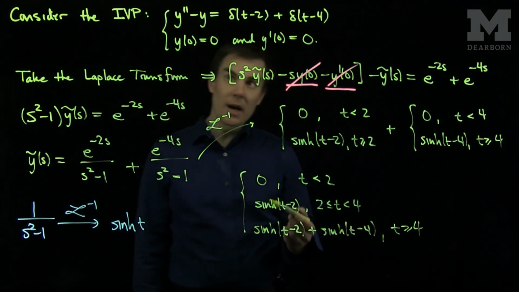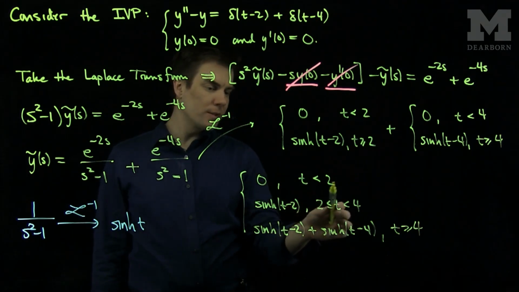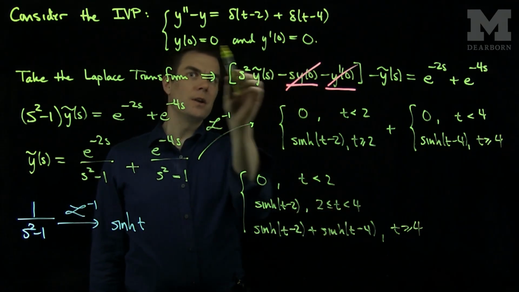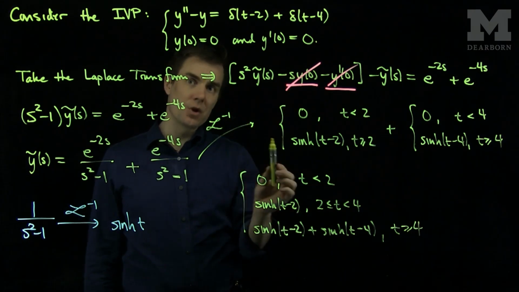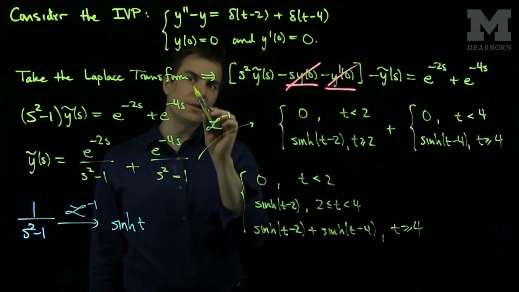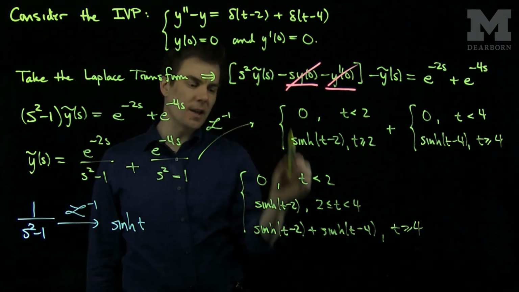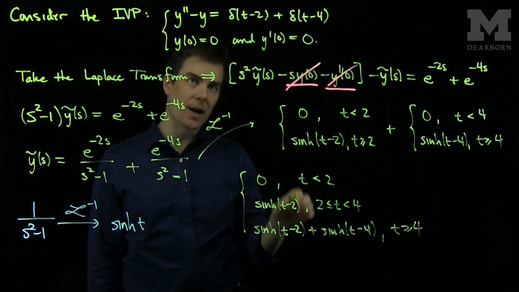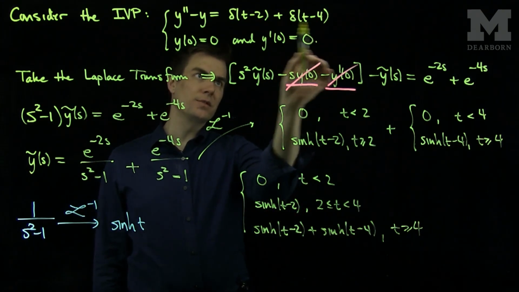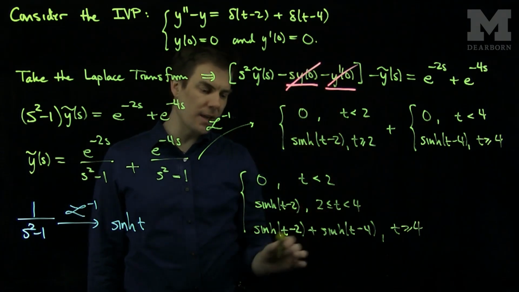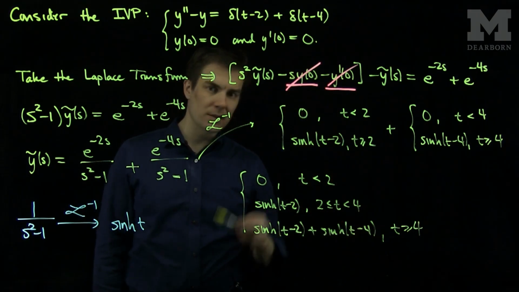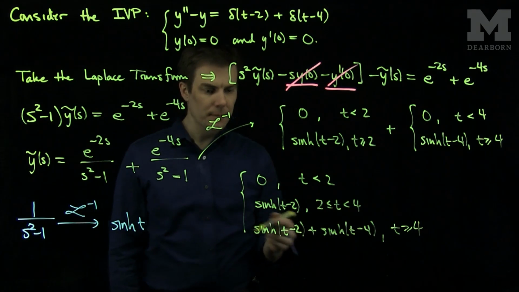It's possible to use some hyperbolic trigonometric identities to simplify these expressions even further, but for us this is a sufficient answer. Again, we note that before time t equals 2, the initial displacement and velocity imply that there's no dynamics. Once we get to the point t equals 2, this force will kick in and give us this behavior for all time. And once we get to the point t equals 4, this force will kick in and we'll get the additional sinh of t minus 4 impacting the dynamics.